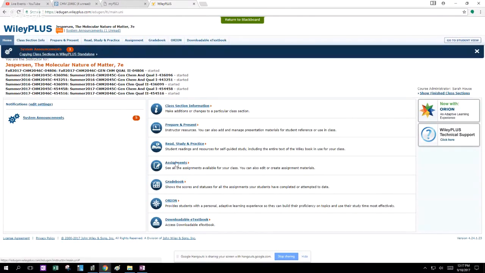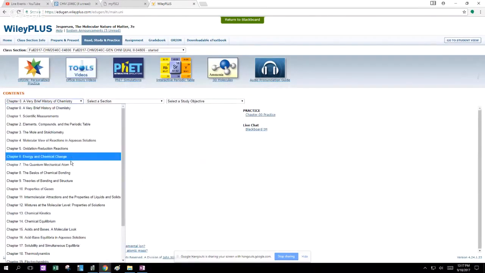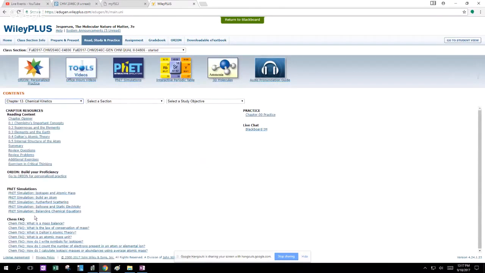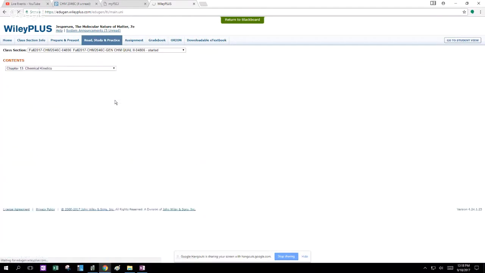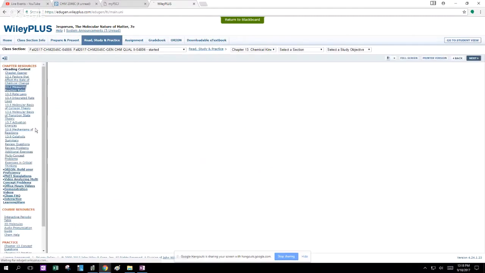All right, so if I look at your textbook, read, study, and practice, your textbook is where you can always go to read the textbook. Kinetics, select, measuring the reaction rates. Section 2.